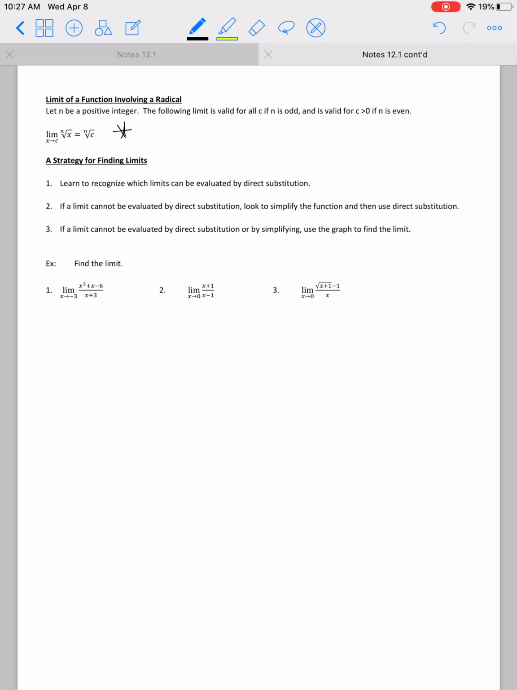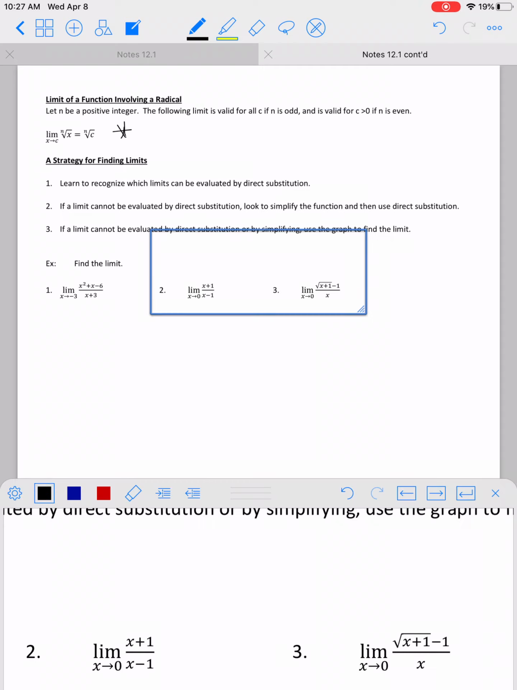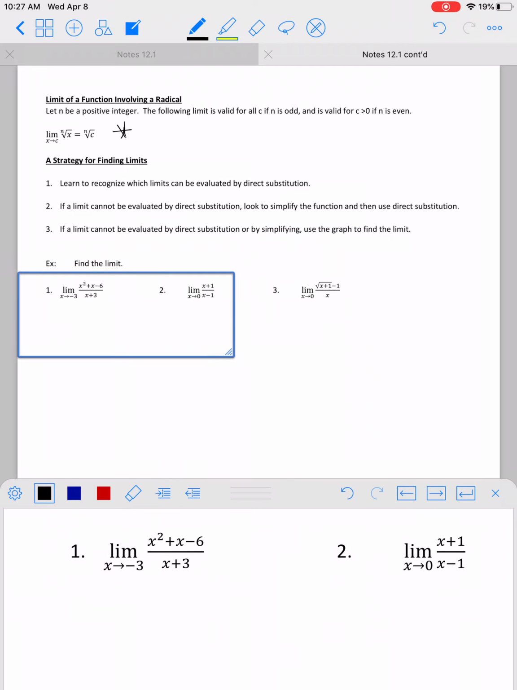Now, your assignment for today is basically there are 3 things that we're going to do. We're going to evaluate each limit, and we're going to do direct substitution first. That's our first strategy.